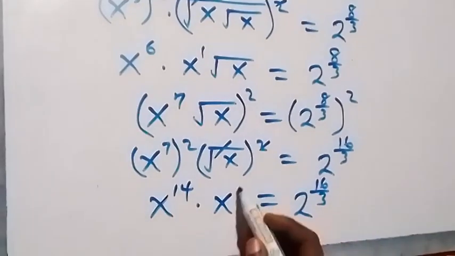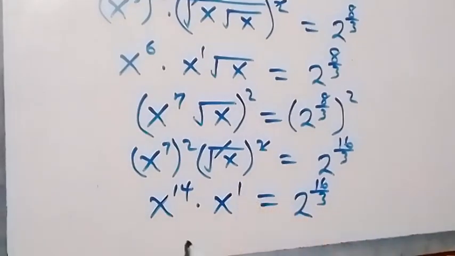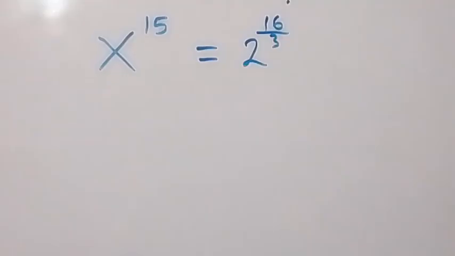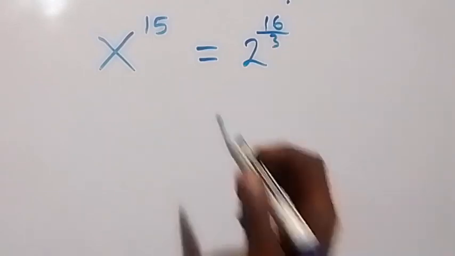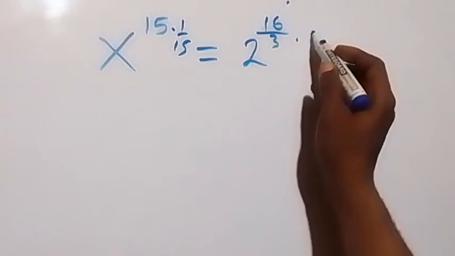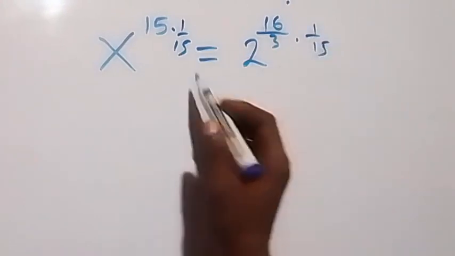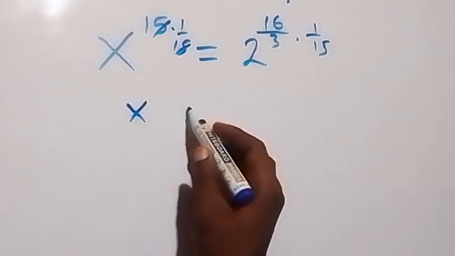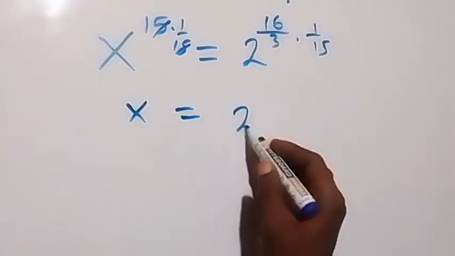And here we also have x raised to power 1, and this becomes x raised to power 14 plus 1, which is 15, now equals 2 raised to power 16 over 3. Then from here, since we are finding the value of x here, we can multiply both powers by 1 over 15 and also by 1 over 15. And here this cancels out, so here becomes x that we are finding now equals 2 raised to power.